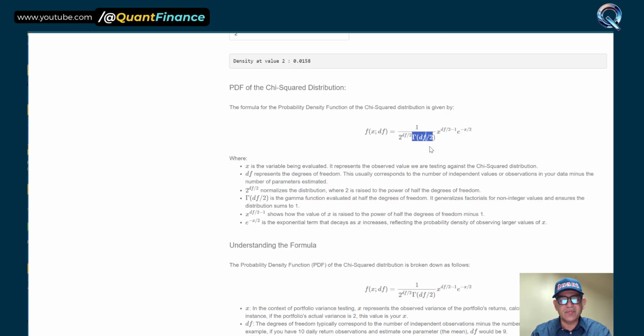Very interesting, the gamma function. And this part of the distribution is where we have X raised to the power of half of the degrees of freedom minus 1. This is another part, and the last part is the exponential term that decays as X increases. That is an interesting thing. It reflects the probability density of observing larger values of X. So this would be helpful there.